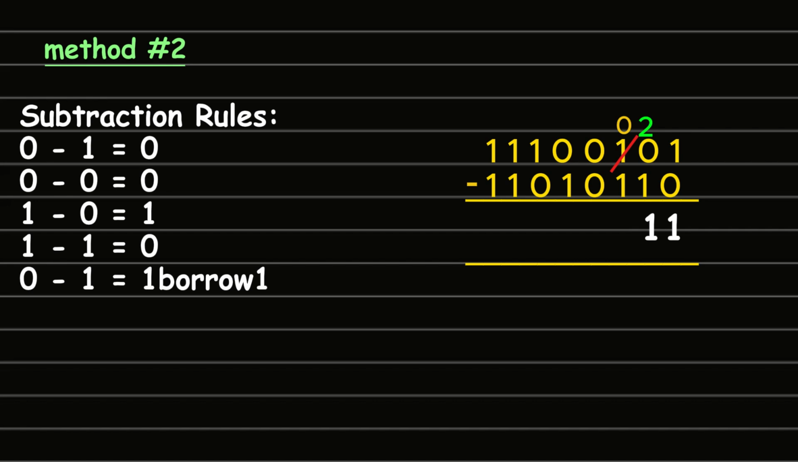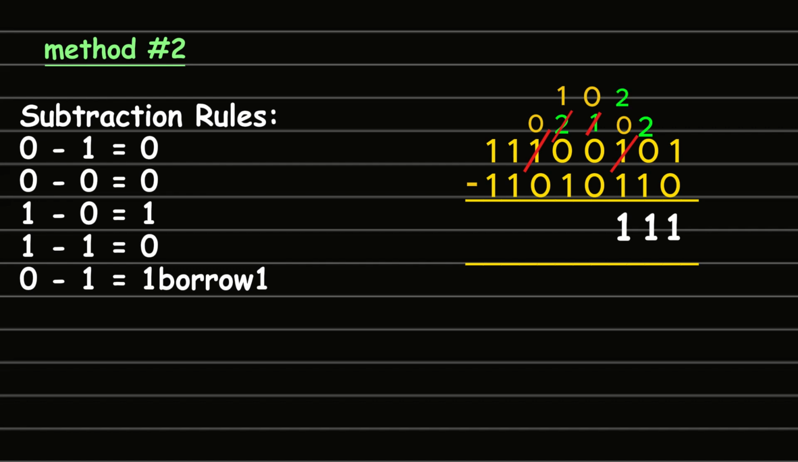Now again, 0 minus 1 is 1 borrow 1. So we borrow from the neighboring bit. But it looks like the neighbors themselves are 0. So we jump to the 1 instead. This one gives 2 to its neighboring 0. And then this neighboring 0 keeps 1 for itself and passes on 1 to its neighboring 0. Now we learned earlier that we don't borrow 1, we borrow 2. So this one becomes 0 and passes on 2 to its neighbor.